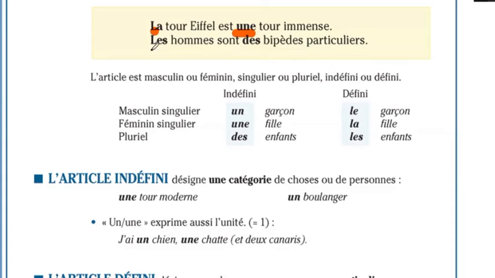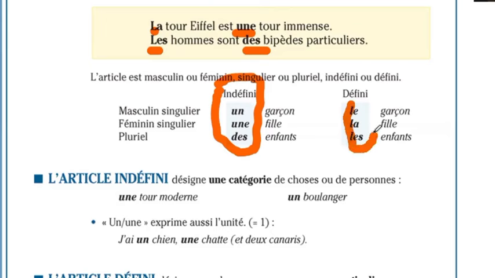We say indefinite when we are not specific. We have for the plural les, and we have des for the plural. Now look at this table. This is the indefinite article here. We have un for masculine, une for feminine, des for their plural. So un garçon or une fille become des enfants in plural. We have le, la, and les. Very important. Definite, indefinite, masculine, feminine, singular, and plural.